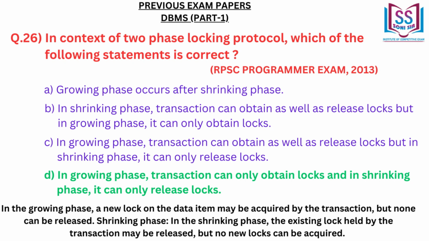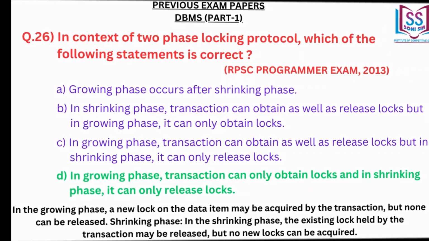In the growing phase, a new lock on the data item may be acquired by the transaction, but none can be released. Shrinking phase: in the shrinking phase, the existing lock held by the transaction may be released, but no new locks can be acquired.